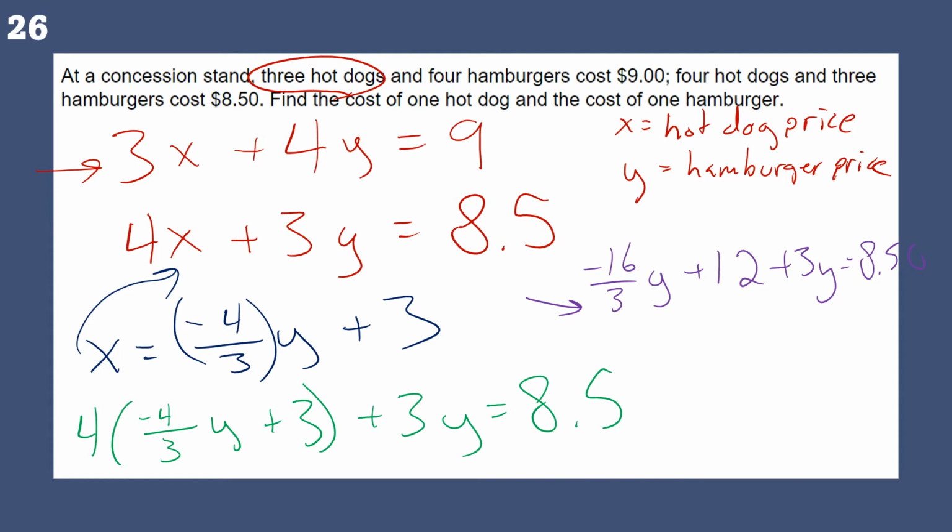All right. I don't like that I have a 3 right there. It makes my problem a little bit uglier because I've got this decimal. And so what I'm going to do is multiply the whole thing by 3. If I multiply this whole equation by 3, I don't have any more fractions because the first part becomes negative 16y, and then it becomes plus 36 plus 9y equals 8.5 times 3 is 25.5. Okay. All this to say I'd end up with negative 5y plus 36 equals 25.5. Combine those terms, subtract 36 from both sides, and then divide by negative 5.